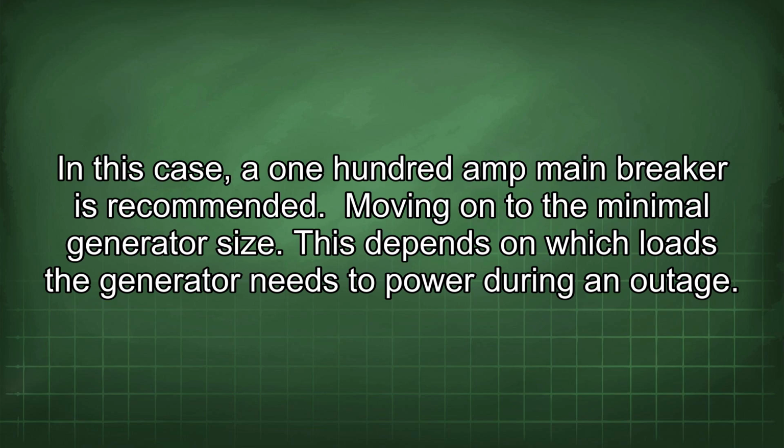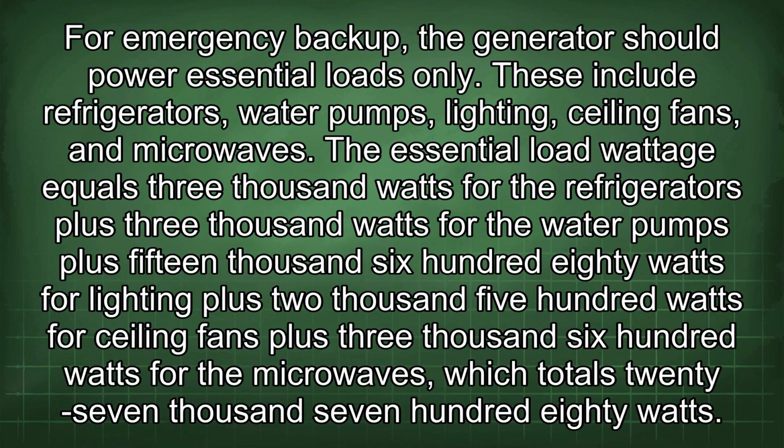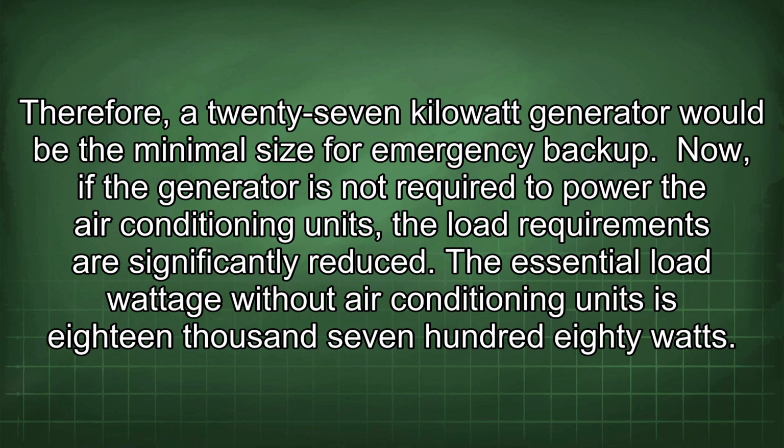This depends on which loads the generator needs to power during an outage. For emergency backup, the generator should power essential loads only. These include refrigerators, water pumps, lighting, ceiling fans, and microwaves. The essential load wattage equals 3,000 watts for the refrigerators plus 3,000 watts for the water pumps plus 15,680 watts for lighting plus 2,500 watts for ceiling fans plus 3,600 watts for the microwaves, which totals 27,780 watts. Therefore, a 27 kilowatt generator would be the minimal size for emergency backup.